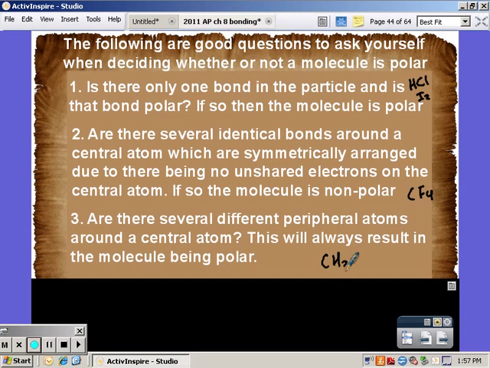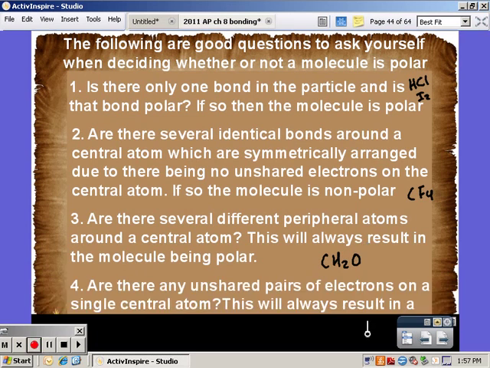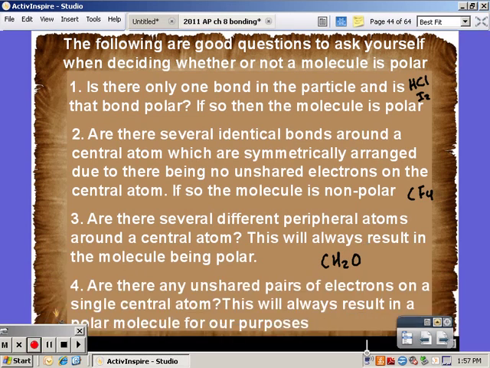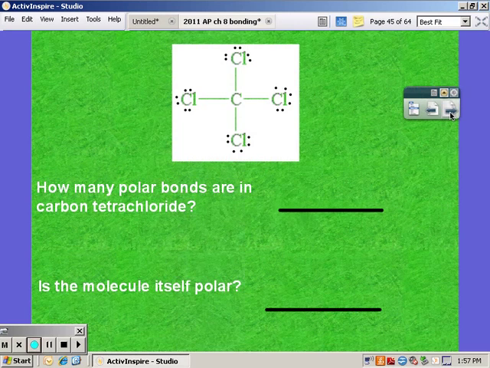If you have several different atoms arranged around the central atom, it will always be a polar molecule due to the electrons being shared unsymmetrically, such as CH2O. And finally, if you have any lone pairs on the central atom, it will always result in the molecule being polar, such as in water.